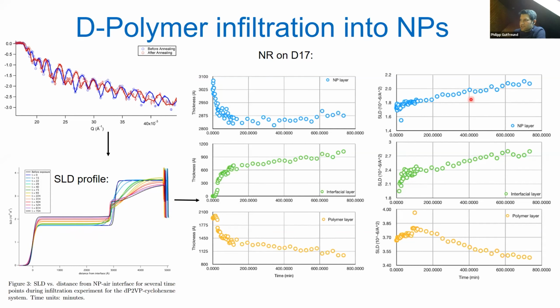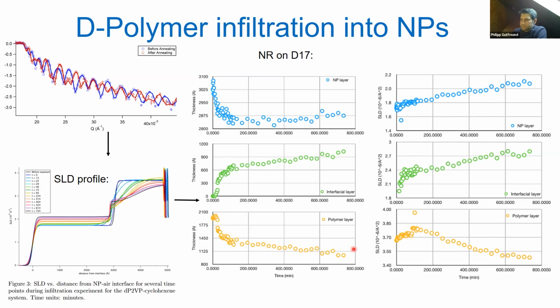So what we see is that the nanoparticle layer scattering length density increases with time because it gets filled with deuterated polymer. The polymer scattering length density goes down with time because it got swollen by cyclohexane. The cyclohexane was not deuterated, so it has a low scattering length density. In this case, in liquid state, it would be around 1 × 10⁻⁶ inverse angstrom squared. So we have a good contrast between nanoparticle, deuterated polymer, and the solvent.